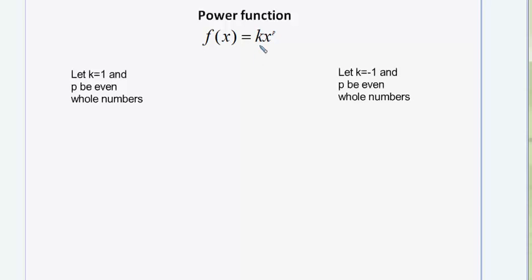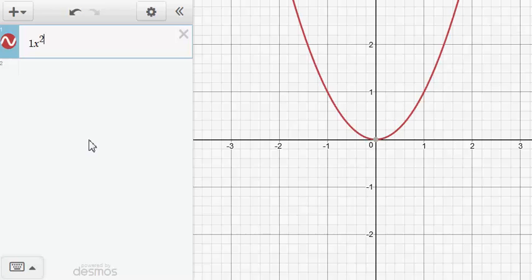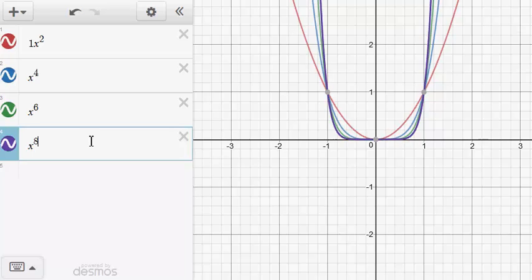So although k can be any non-zero constant and p can be any real number, I want to restrict our attention to k being 1 and p being even whole numbers. Here I'm looking at a popular website called Desmos, and I'm going to type in several examples of power functions where k is 1 and my exponent is an even whole number. So for example, look at the graphs of y equals x squared, y equals x to the 4th, x to the 6th, and x to the 8th.